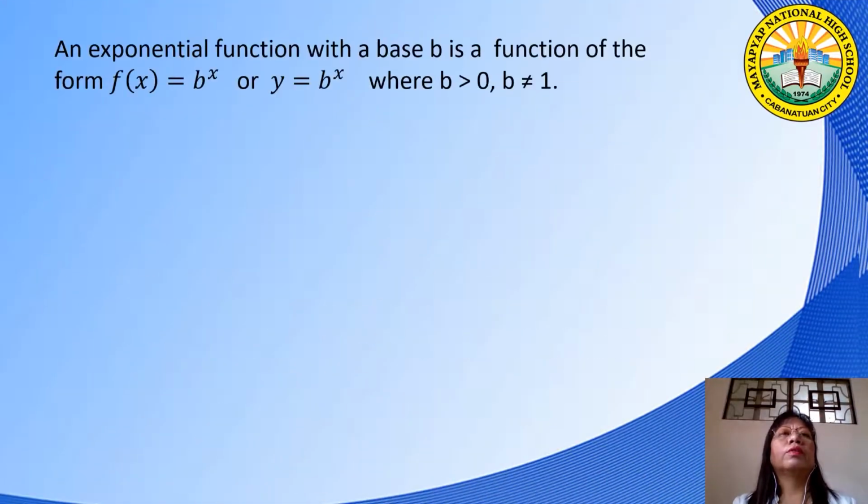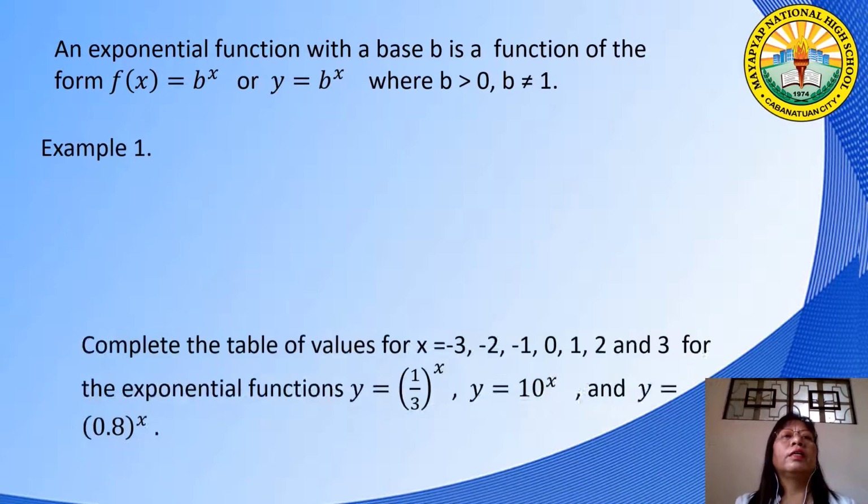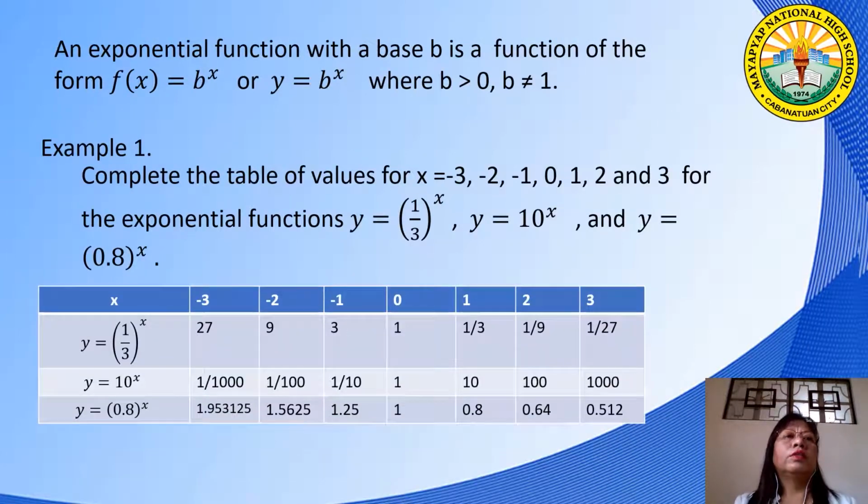Okay, so finally, these are the equivalent values of y, using the assigned values of x for the following exponential function, such as y equals 1/3 raised to x. So these are the values: 27, 9, 3, 1, 1/3, 1 over 9, 1 over 27.